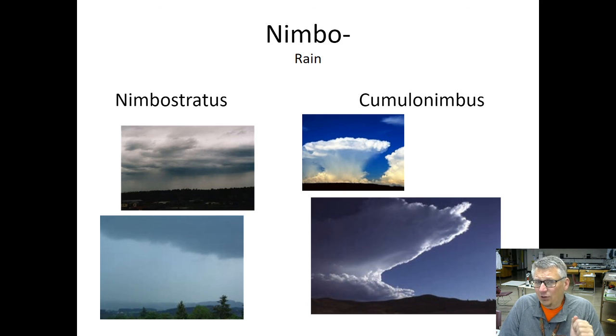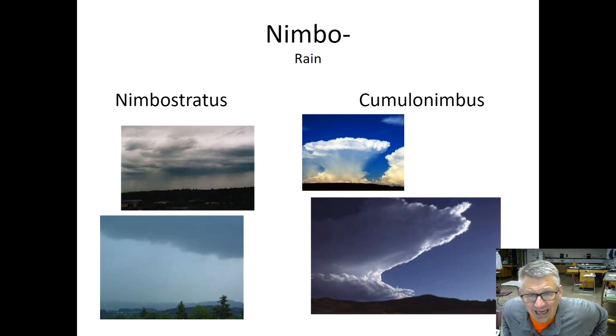Nimbo. Anytime you have the prefix nimbo, that tells us we're going to have rain. And on the left-hand side, we have nimbostratus. And this nimbostratus, most of the time, it's going to be considered a mid-level cloud. But with nimbostratus, we usually don't distinguish between middle or low. This is going to be a warm air mass or a warm front rain, long, prolonged.